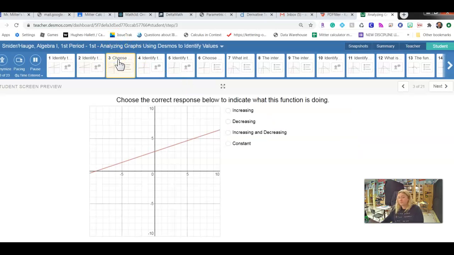Slide 3 is choose the correct response below to indicate what this function is doing. Remember, from the left to the right, what is this doing here? It is going up, right? So it's increasing.